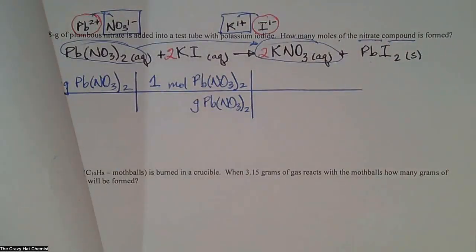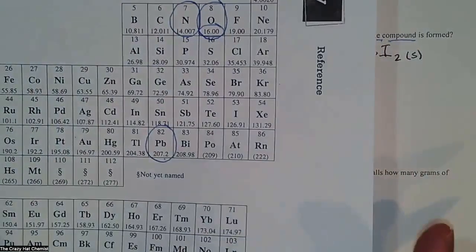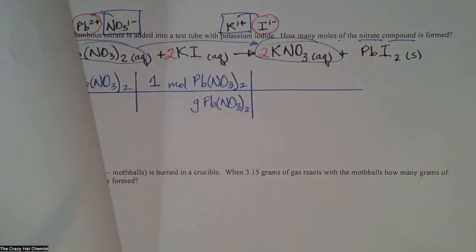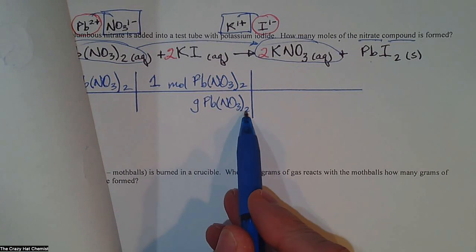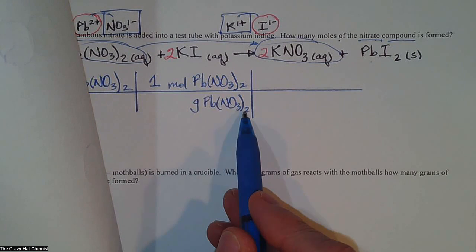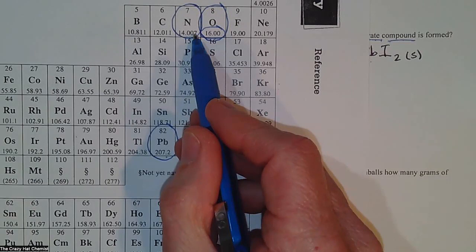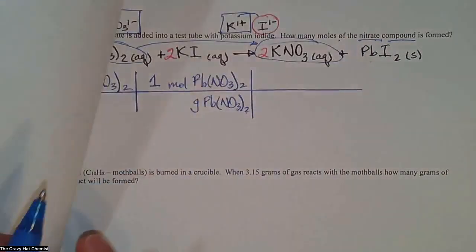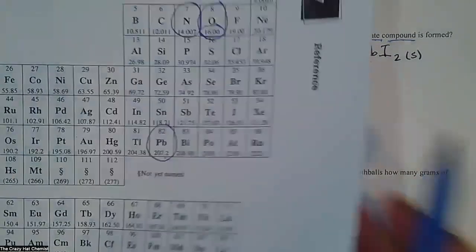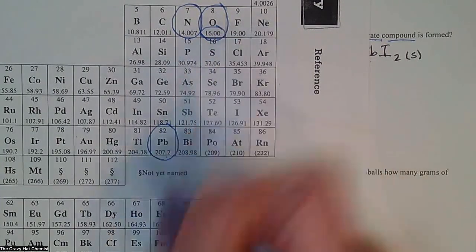So if we flip this over, we're going to look at this formula here, and we are going to use 1 lead. So we're going to take this molar mass of 207.2 times 1 plus nitrogens. How many nitrogens do we have? 2 of them, because this 2 distributes over all these parentheses term here. So there's 2 nitrogens. So we're going to take 14.007 times 2 plus 2 times 3, that's 6 oxygens. So that would be 16.00 times 6.